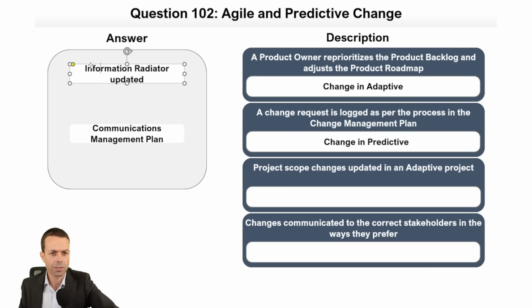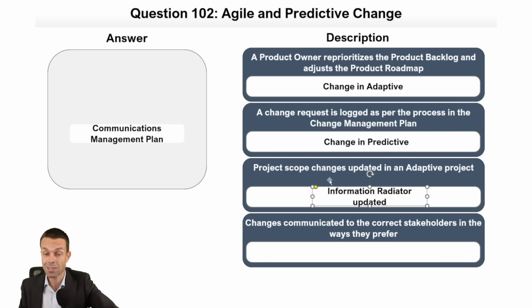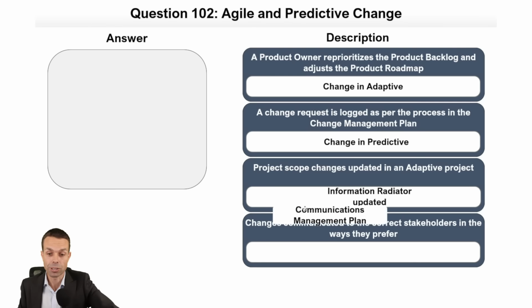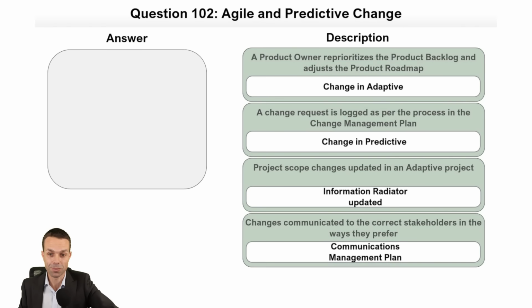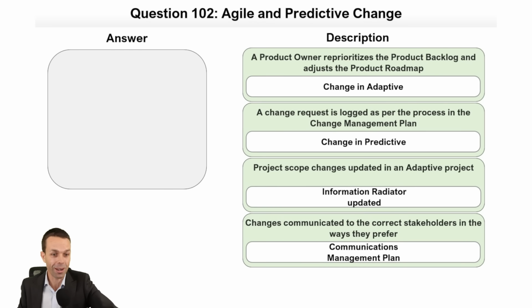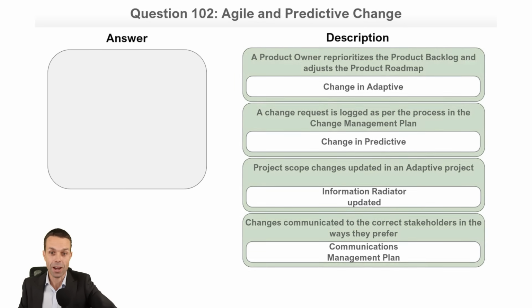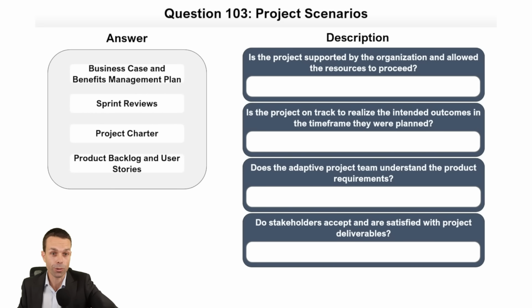Not sure. It seems like this is the only one left. We would update it on an information radiator. Yep, that seems fair enough. And changes communicated to the correct stakeholders in the ways that they prefer. We will check our communications management plan. Let's double check these results. And wonderful stuff. All right. These are pretty good, sort of scenario-based ones, so quite good to go through. And another one, so let's see how we go.